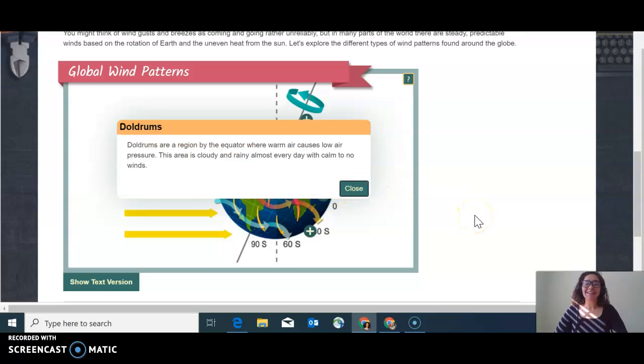The doldrums are a region by the equator where warm air causes low pressure. This means that the area is going to be cloudy with almost no wind. The reason that there's no wind is because there's no change in the air pressure. In order to have wind, again, we need changes in air pressure or in density.